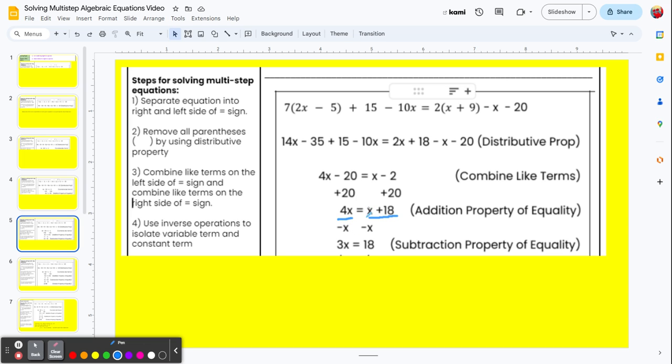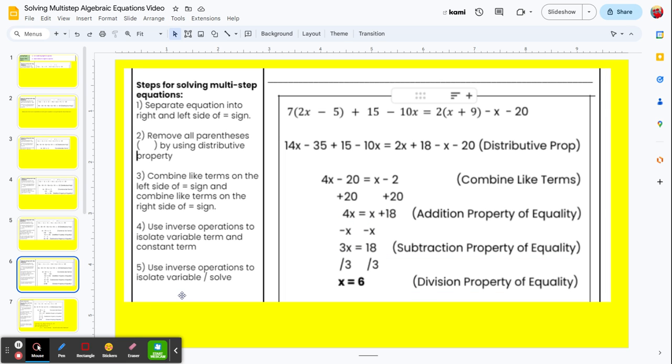All right, we want to get the x on the left side in this example. So we're going to move the 1x here. So we move 1x by subtracting x from both sides, which is called the subtraction property of equality. Or you could say you want to add the opposite. So we're going to add negative x, negative 1x to both sides. Either way, you end up getting 3x equals 18.